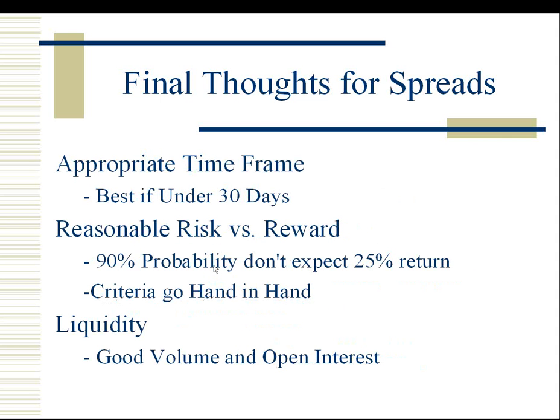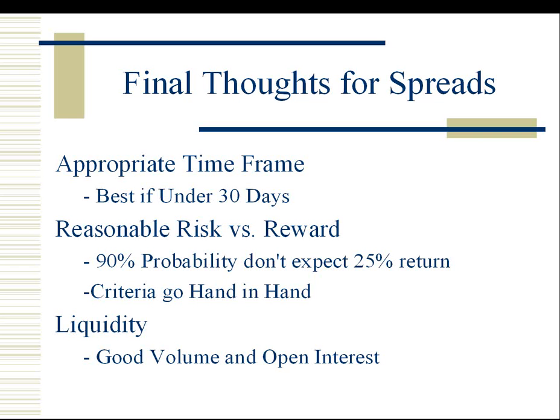Now, for the options, look for an appropriate time frame that matches your trading plan. Spreads are best used if they're under 30 days out in time. You want to look for a reasonable risk versus reward. Okay, with a 90% probability of expiring worthless for a credit spread, you can't expect a 25% return. If those spreads exist, the power options tools will find them.